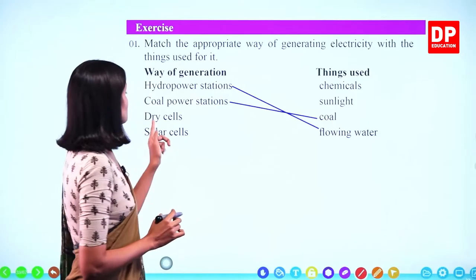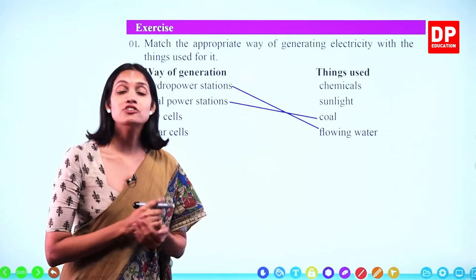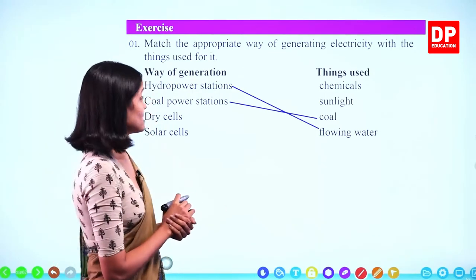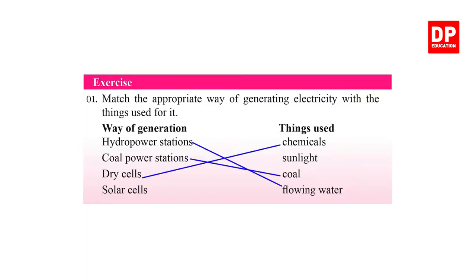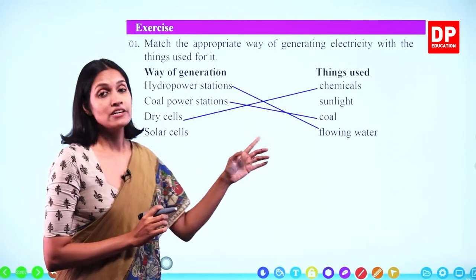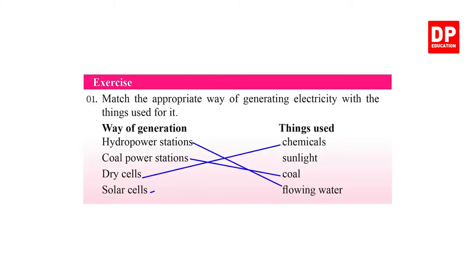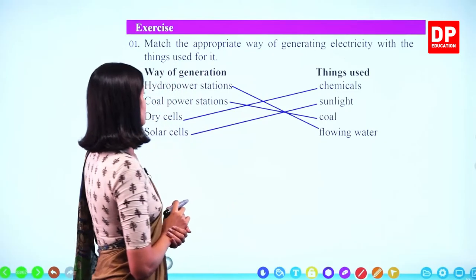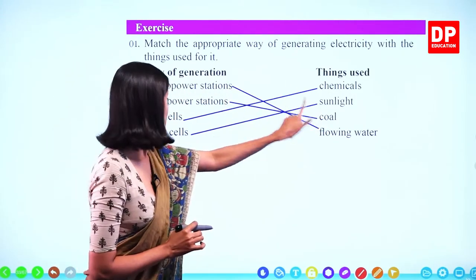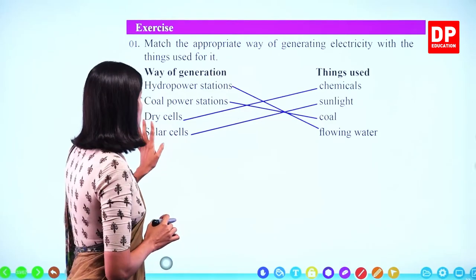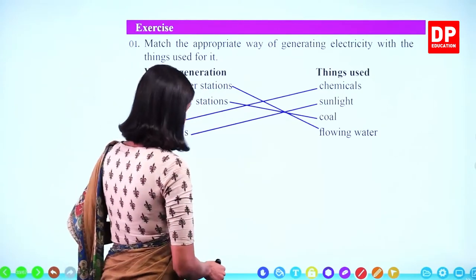Coal. Dry cells. Dry cells are a type of chemical cell, right? So in dry cells, using chemical reactions, electricity is generated. So dry cells, chemicals. And the next one, solar cells. Solar cells generate electricity using sunlight, right? Hydropower stations using flowing water, coal power stations using coal, dry cells using chemicals, and solar cells using sunlight generate electricity. So this was a very easy question. We'll move on to the next.